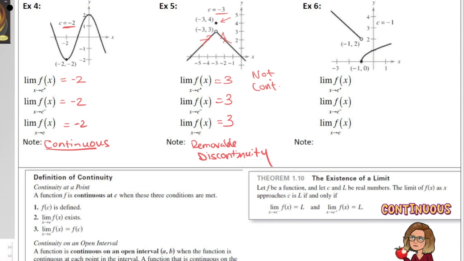Now for example 6, you can see a lot's going on here. The limit as we approach c from the right is equal to your y value, that's 0. From the left, your y value, once again, is 2. So the limit as x approaches c for f of x does not exist, and you have a jump discontinuity. Not only that, but your function is not continuous.